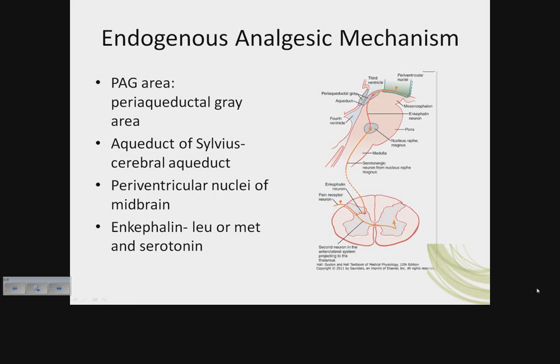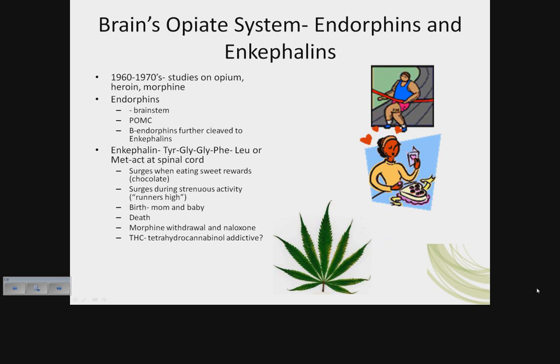Now in the next slide, I'd like to talk a little bit more about the enkephalins, and these are very short 5 amino acid peptides. They are abbreviated as Tyr-Gly-Gly-Phe-Leu or Tyr-Gly-Gly-Phe-Met, and I'll explain that in a little bit. But there's some history to them, so let's move on to that right now.